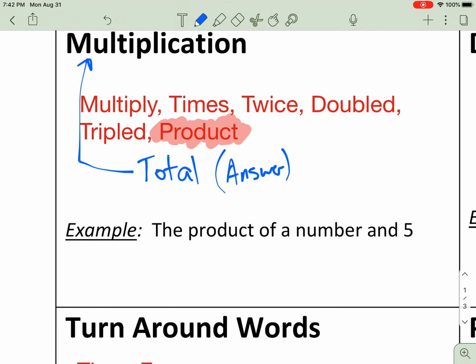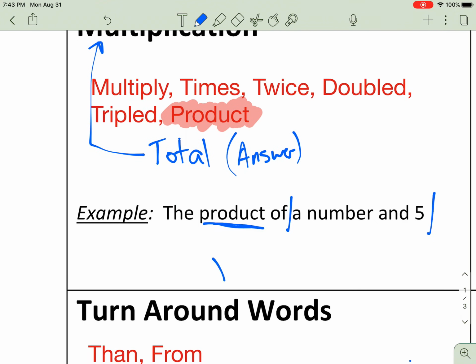Let's take a look at the example here. The example says the product of a number and 5. A number and 5 are the two things being multiplied. Well, that would be x times 5, or we could also write it as 5x.